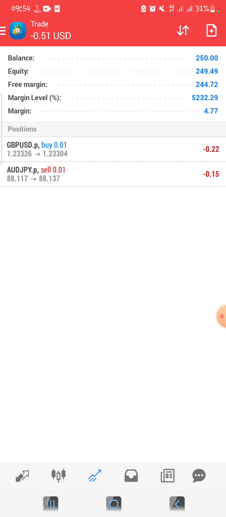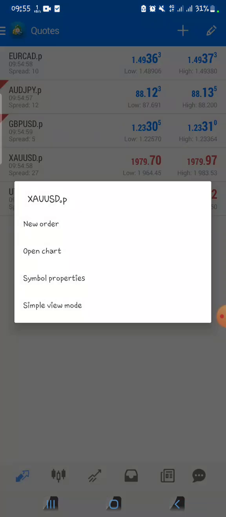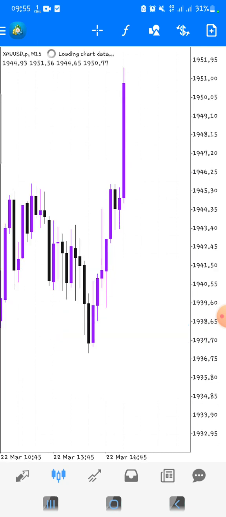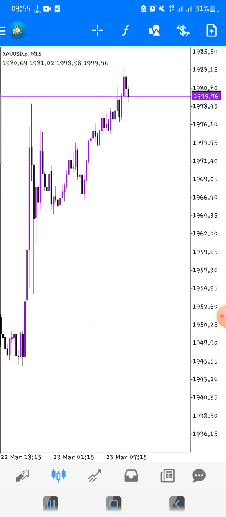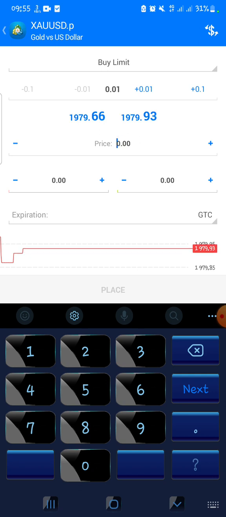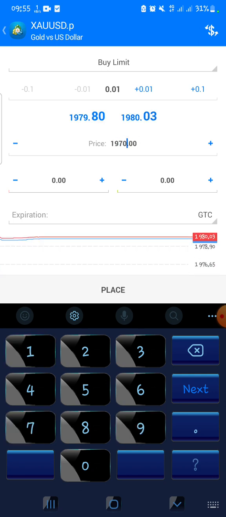Okay, so now I want to place trades using the pending orders, the buy limits, the sell limits, and the stop orders. Okay, so with that said, let me zoom in into a lower time frame, and then I show you something. Okay, let's say I want to be buying from this point. So I want to be buying below the current market price, so I'll use a buy limit. So I place a buy limit at 1970. So place trade market execution, I'll change it to a buy limit, and then I edit my price to be 19.70. That's where I want to enter.